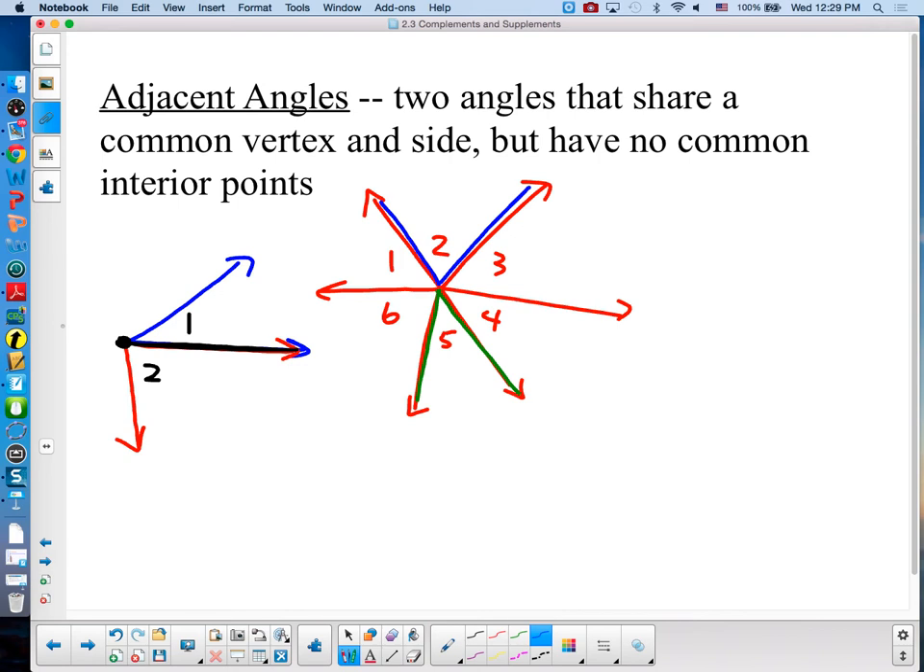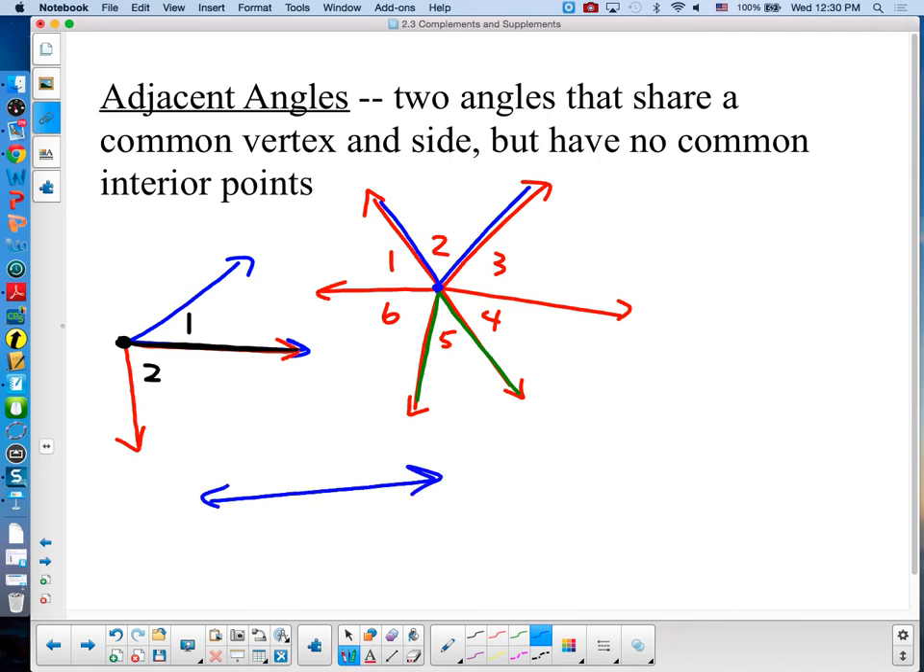5 and 2. They do have the same vertex, but none of these rays are duplicated like they were on this one. Now, if you're thinking because this green and blue one are on the same line, that means they share the same side, no. Because the ray that makes angle 5 goes down, the rays that make angle 2 go up. So those are different rays. What else do I want to do?